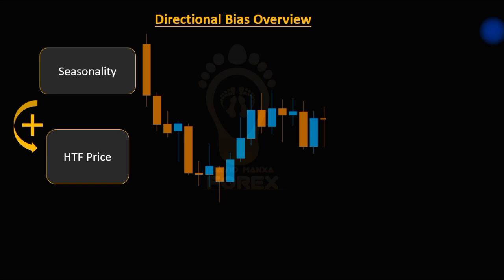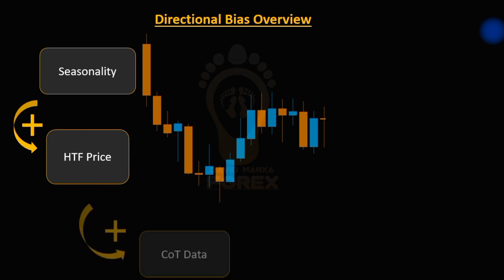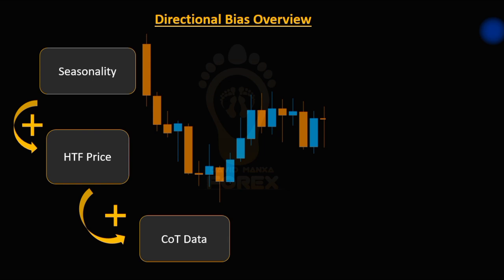So what I'm doing here is I'm consulting the higher time frame to see where we are trading at. Are we at a point where we're expecting price reversal based on the price setup, or we're at a point where we can still expect price continuation? And so the next thing that I make use of in finding my directional bias is the COT data. The COT data tells me about how the institutions are positioning themselves.